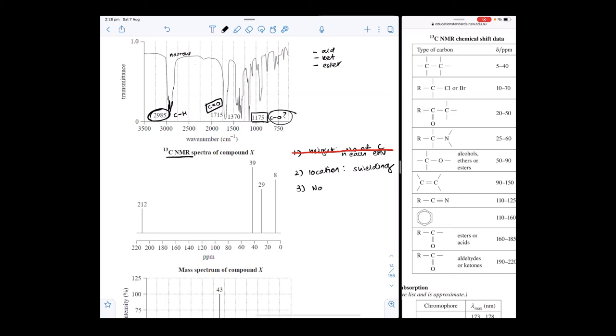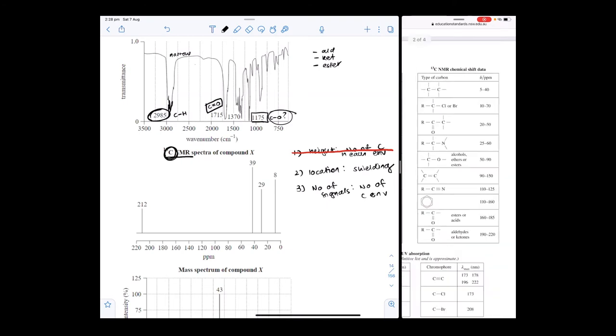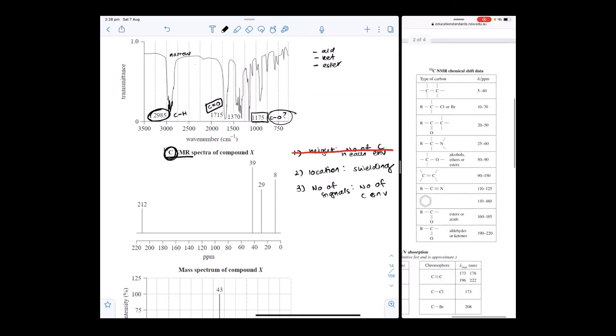What does the number of signals tell you, Saga? It tells us the number of hydrogen environments. Oh, Saga, we're looking here at carbon. Carbon environments, sorry, that's my mistake. Exact same principle as everyone. So let's have a look at this.